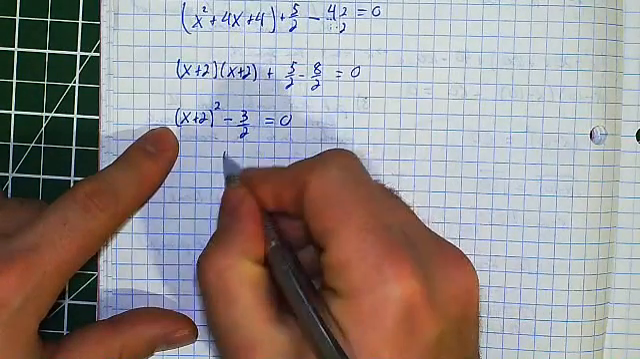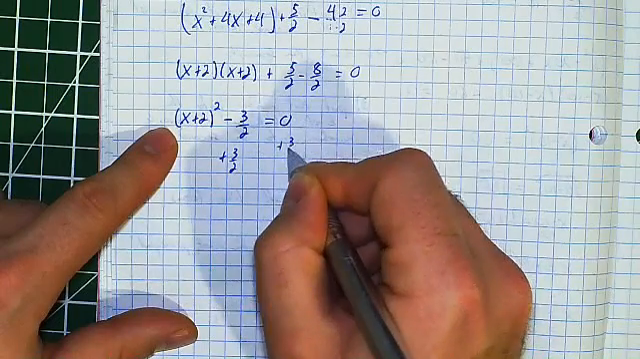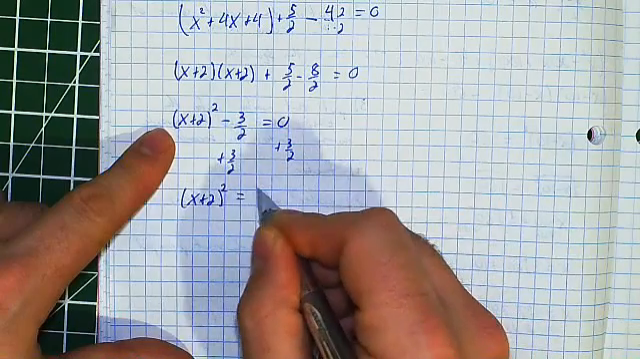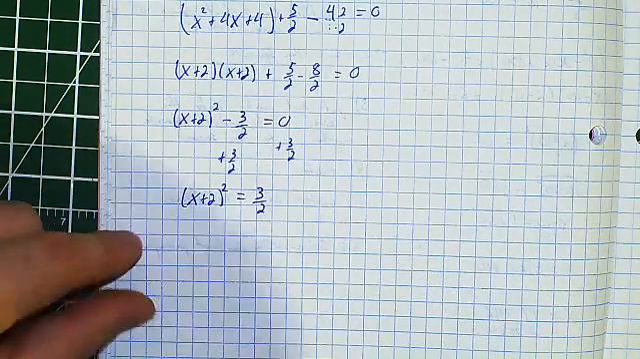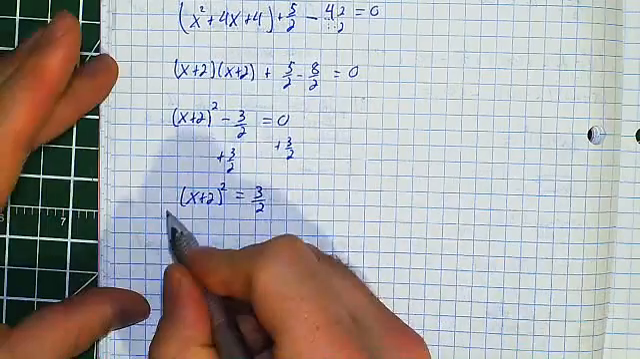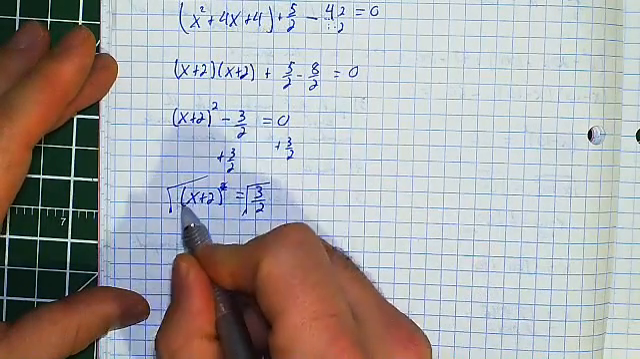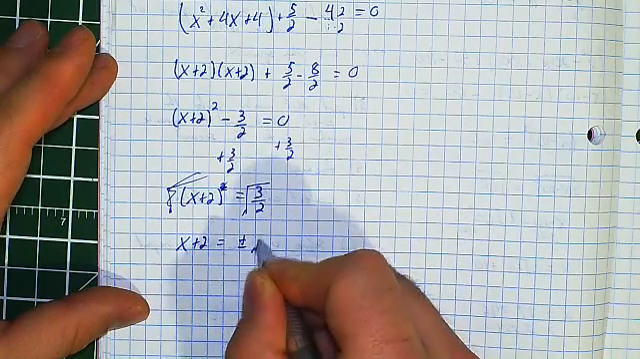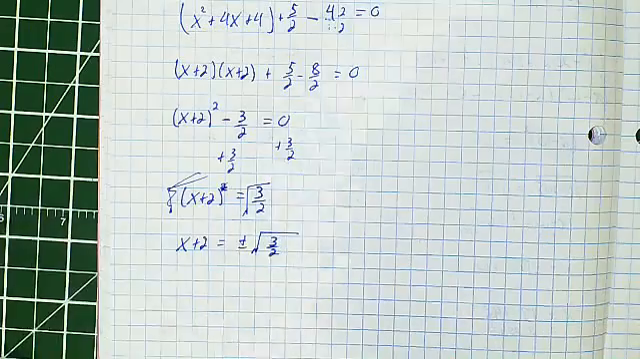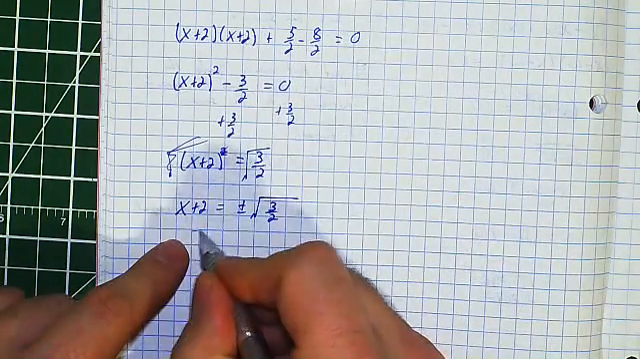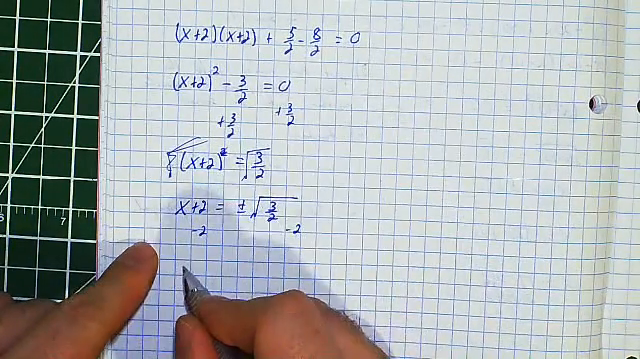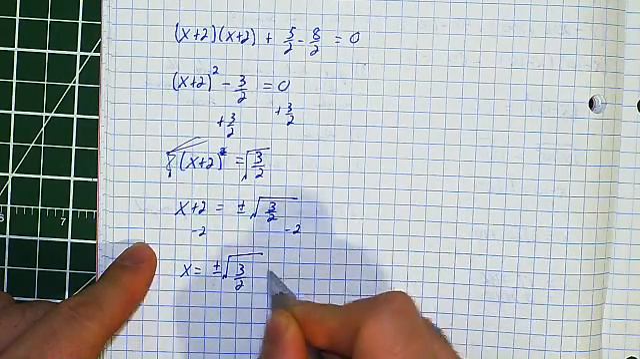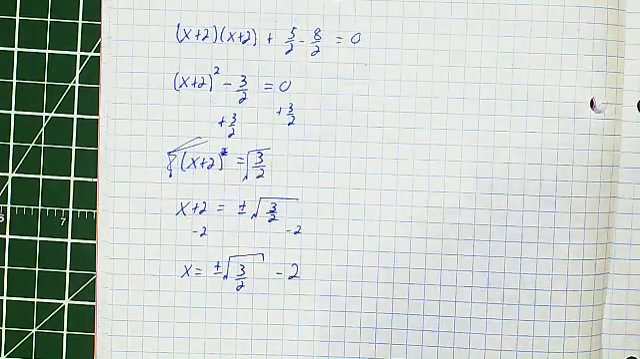I'm then going to try and get this by itself. So I'm going to add 3 over 2 to both sides. So what I have is x plus 2 squared equals 3 over 2. And again, just like last time, root principle, if I take the square root of both sides, this will cancel out. So I'm now left with x plus 2 equals plus or minus the root of 3 over 2. And our very last step, subtract 2 from both sides. I'm left with x equals plus or minus root 3 over 2 minus 2.